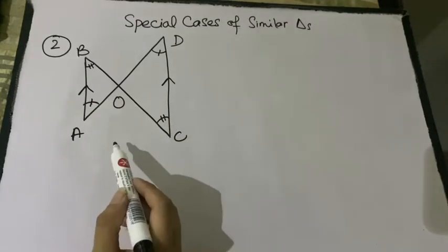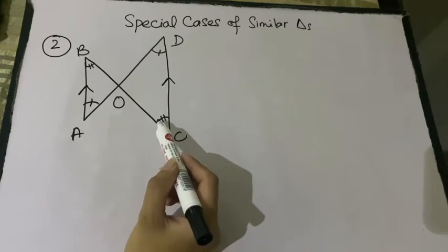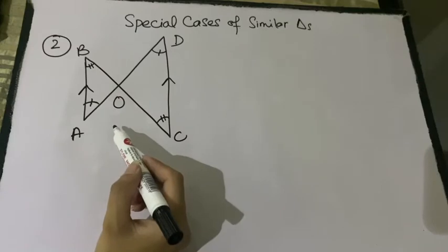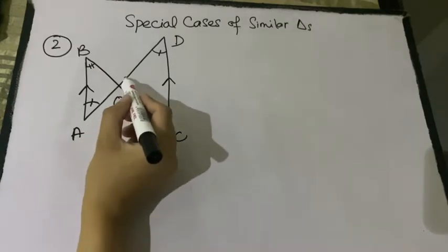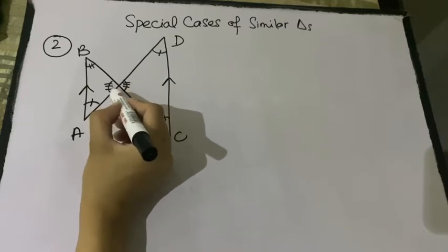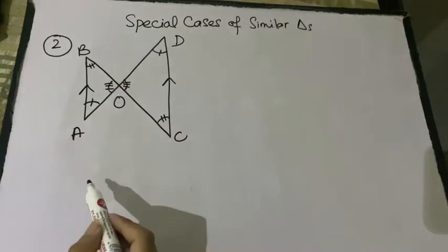I told you earlier that if two of the angles in any triangles are equal, then it is obvious that the third angle must be equal. But here, if the numbers are not given, how can you say that the third angle is equal? If you see, this is a cross. So you can see that this angle and this angle are vertically opposite angles. So these angles are also equal.